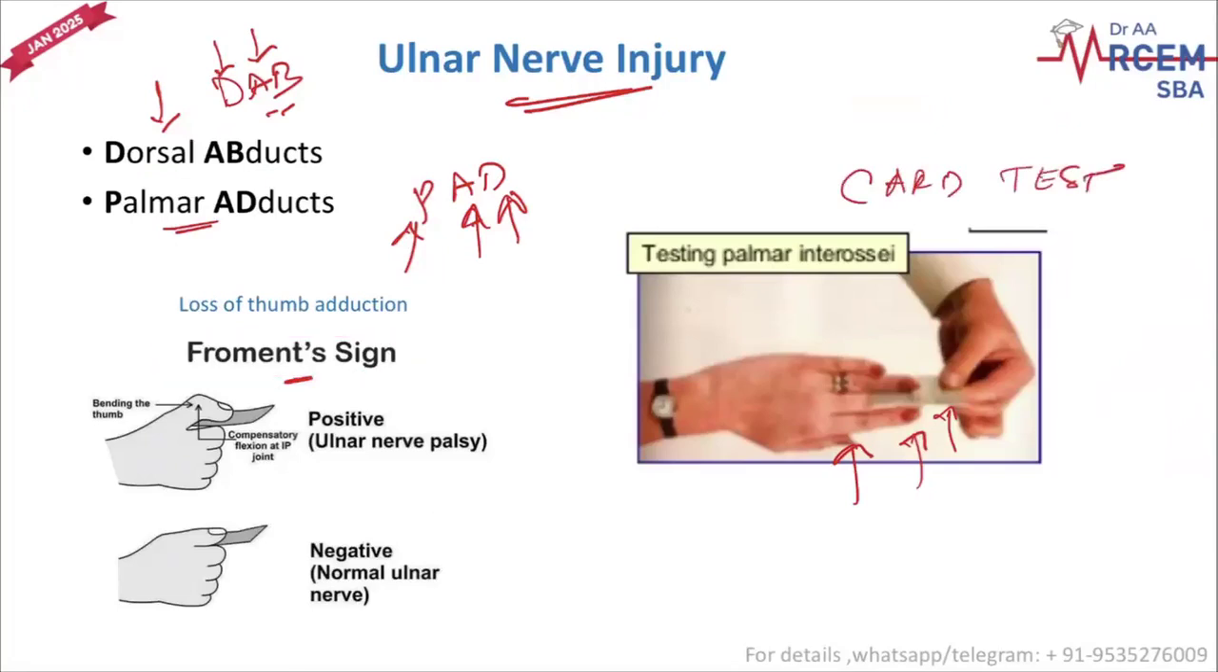The other test which is commonly tested is known as Froment's test, asked multiple times in the exam, so remember this name. What you're looking for here is loss of thumb adduction. You ask them to hold a card. If there is flexion at the interphalangeal joint, then you suspect there is an ulnar nerve injury. If there is no flexion at the interphalangeal joint, then it is negative and the ulnar nerve is normal or intact.